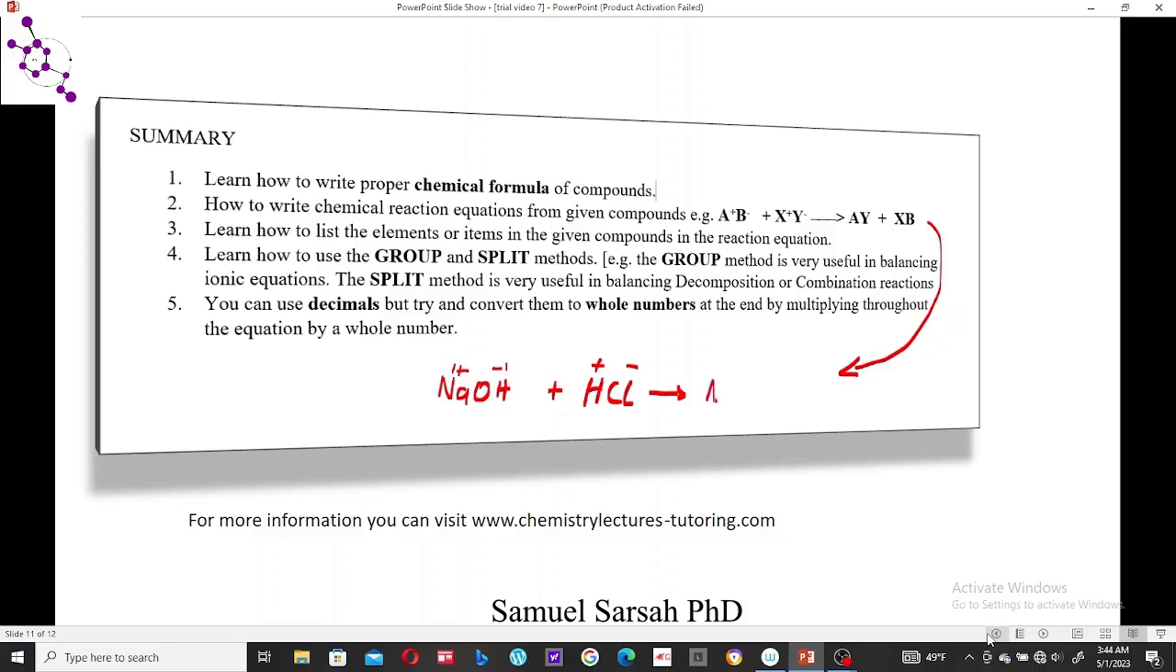That is NaCl plus HOH. That's all. If you can identify which part of the compound is positive and which part of the compound is negative, you can easily write a chemical reaction equation.